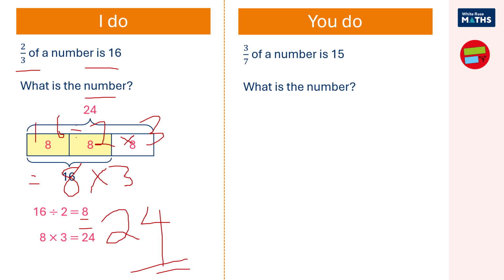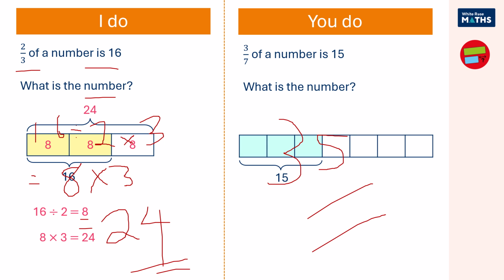Next part, so what do we do now, guys? Try this question. 3/7 of a number is 15. What is the number? So we do 15 divided by 3 is going to be 5. 5 times 7 is going to be 35. Okay, so this topic here is reverse fraction of amounts. Again, well done if you got that.